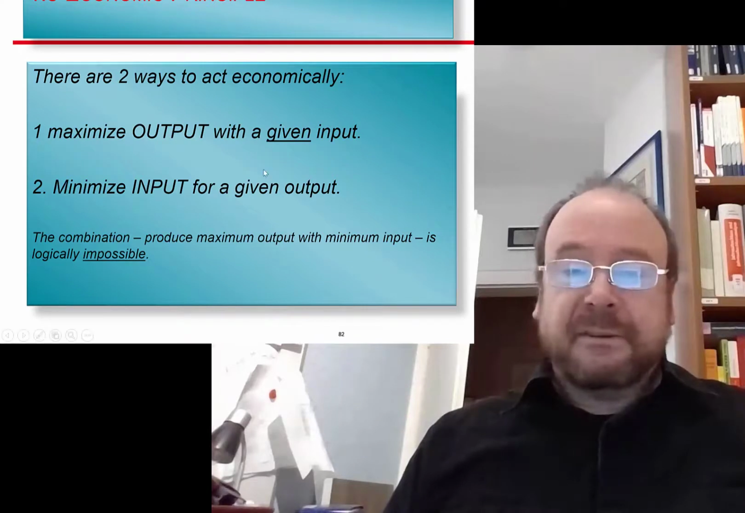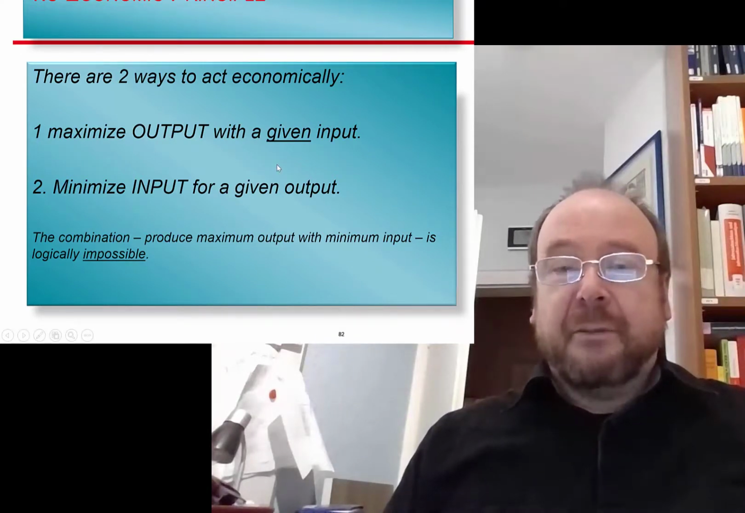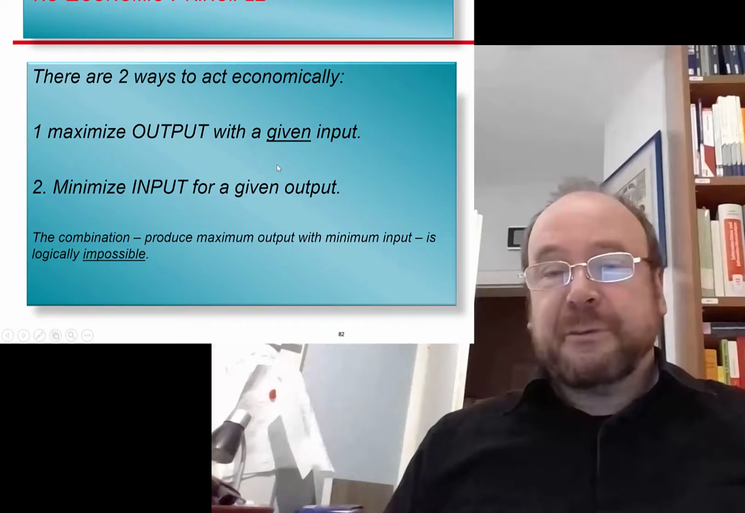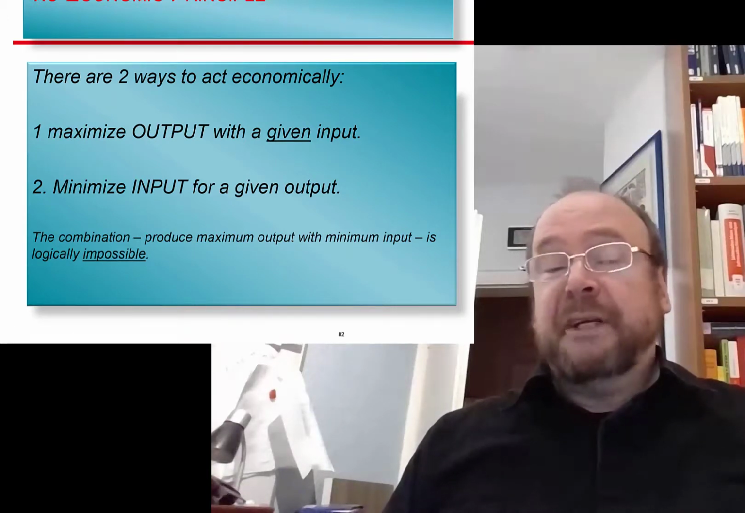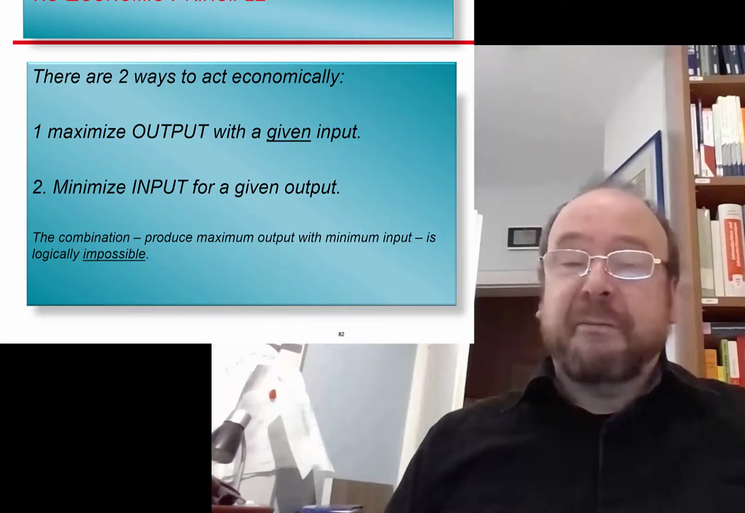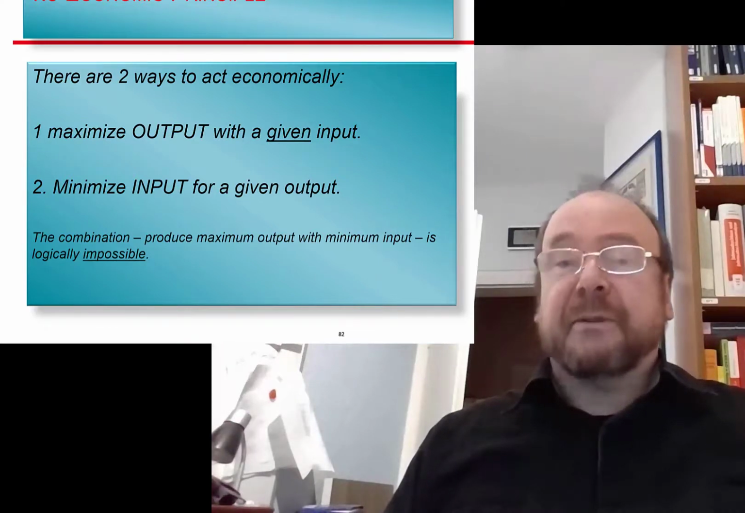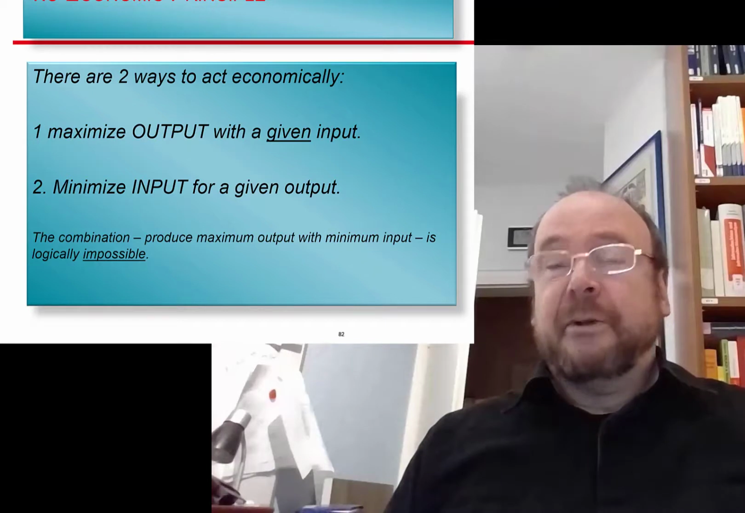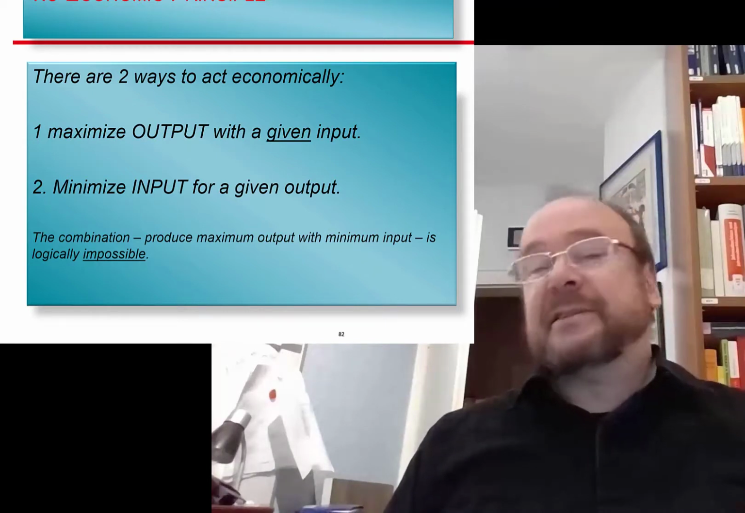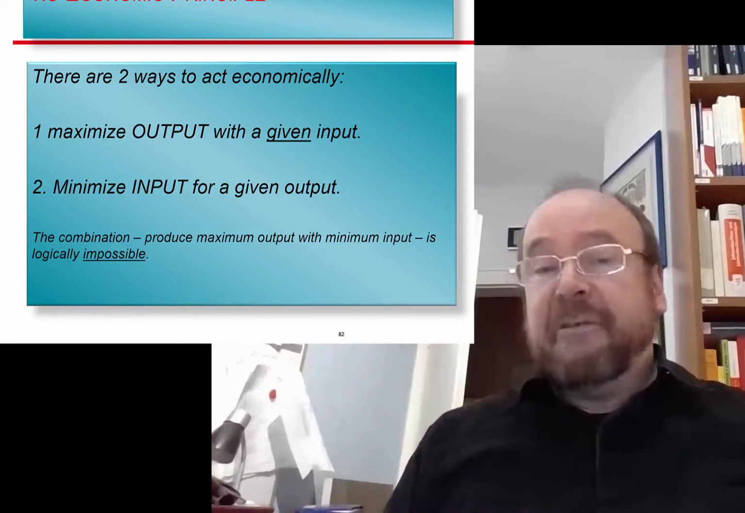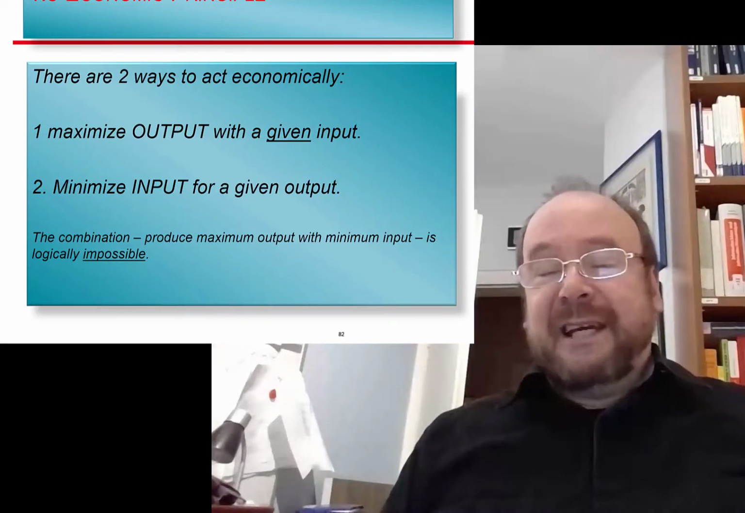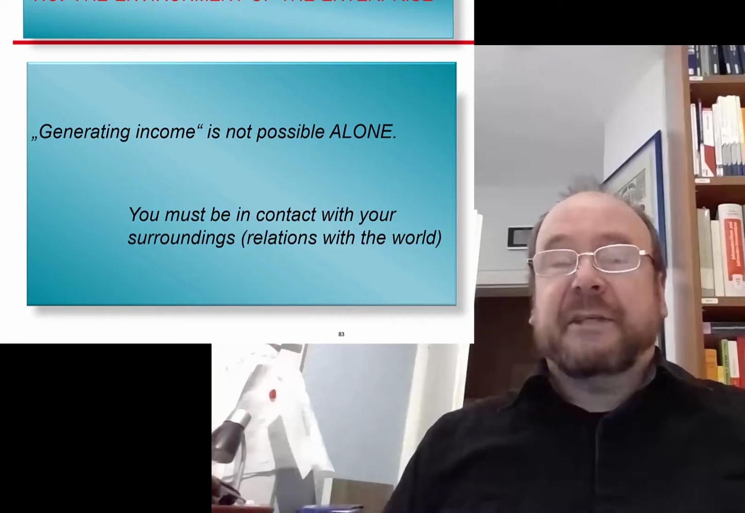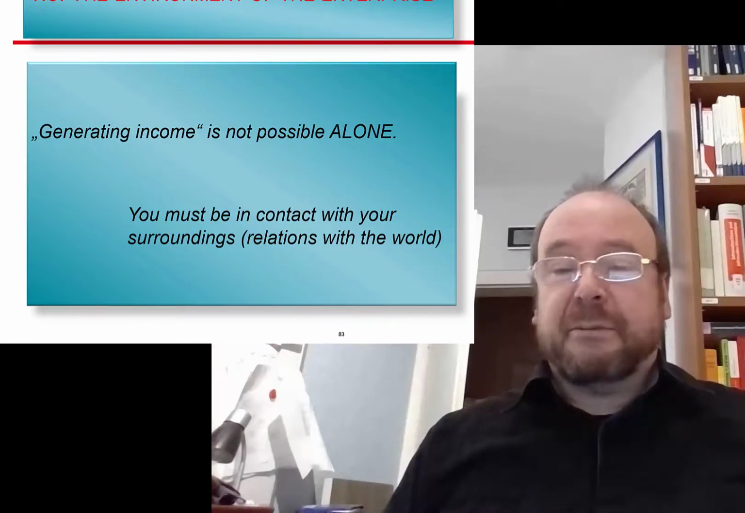That's something where you can trick all beginners or outsiders with, that you say, well, economic behavior means minimum input with maximum output. No, not possible. Minimum input is zero, maximum output is everything, hundreds of millions, and that does not work. You need to have some input to generate something.